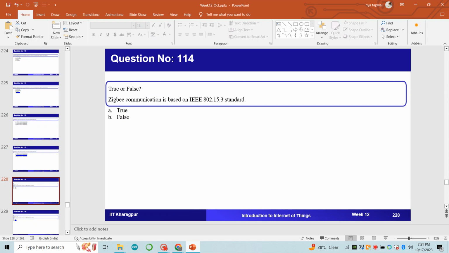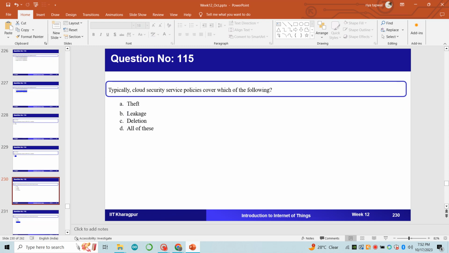Anyone? Ma'am, false. False. Okay. So what is the standard for Zigbee? 15. Can you please repeat? Yes, this statement is false and the standard is 802.15.4.